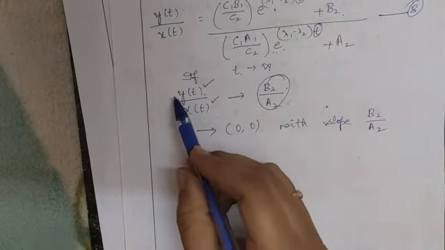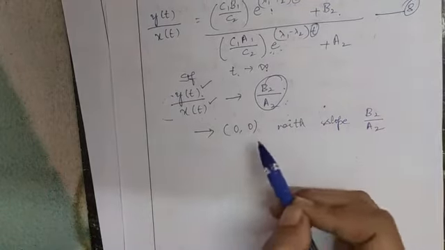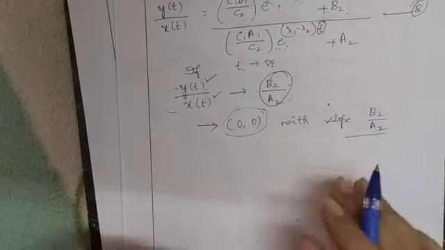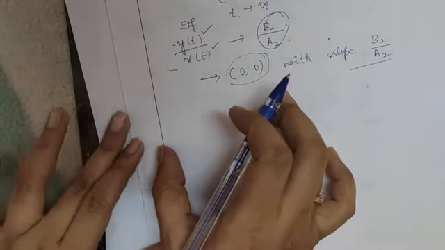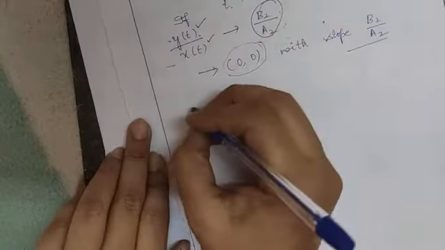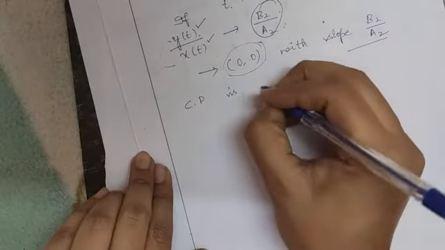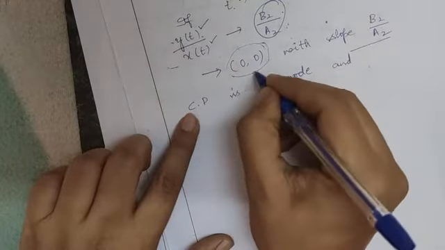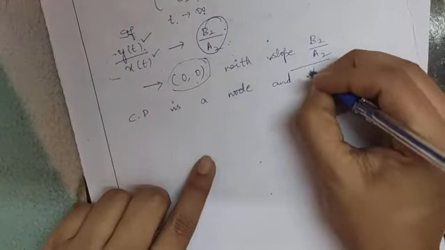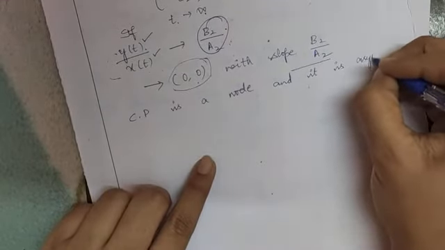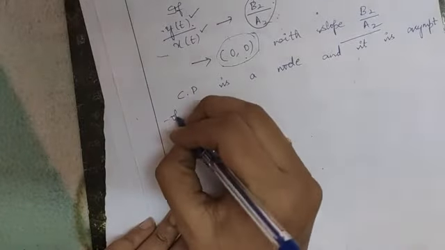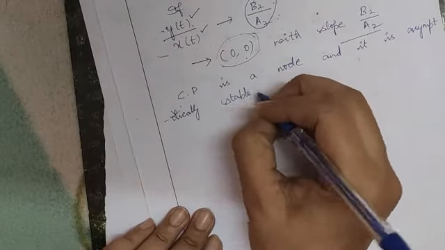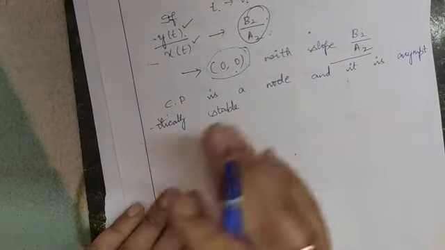That means these paths enter the critical point with slope b2 by a2. Okay, that means I can summarize this as: the critical point is a node, and since it is entering your critical point, it is asymptotically stable. Asymptotically stable means it is converging to your origin.